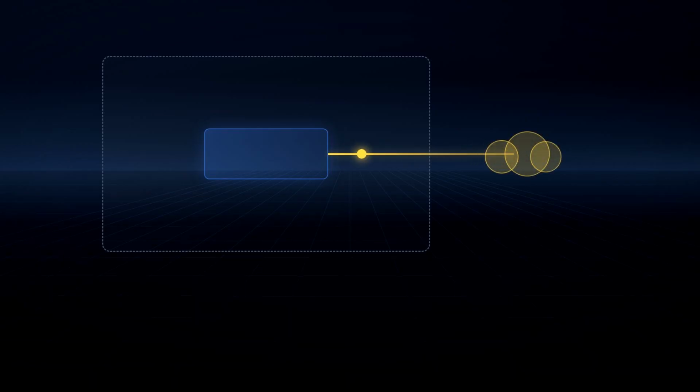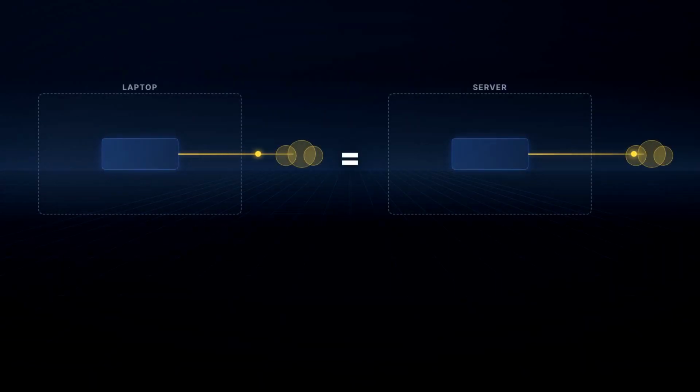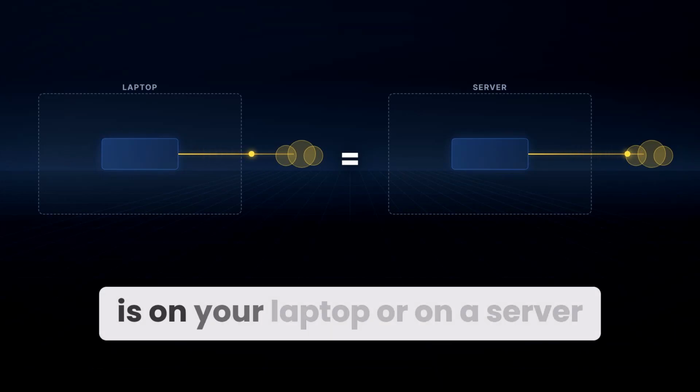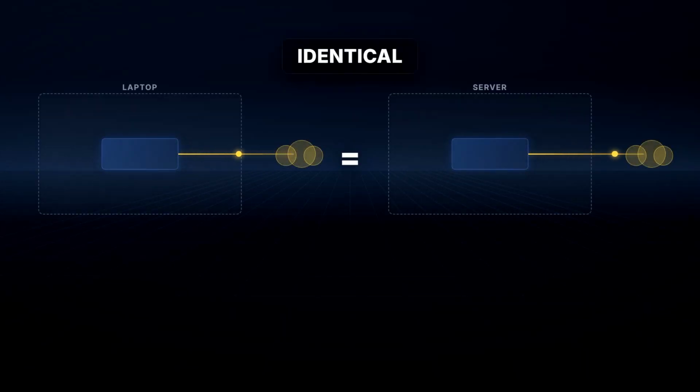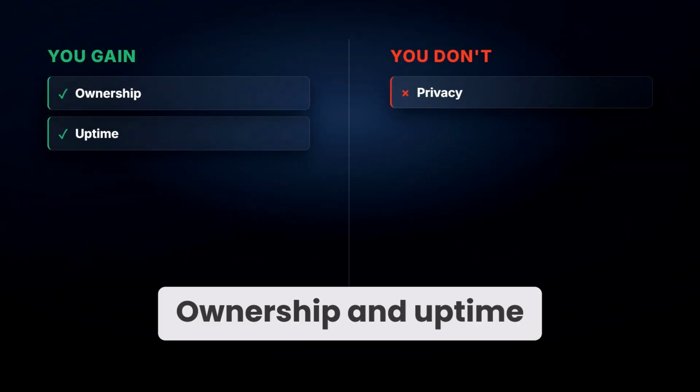Same as ChatGPT. Here's the part people miss. That's true whether Odysseus is on your laptop or on a server. Identical. The location changes nothing. So what does a server actually change? Ownership and uptime.